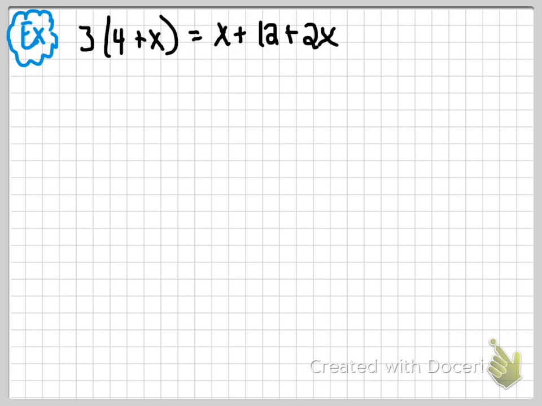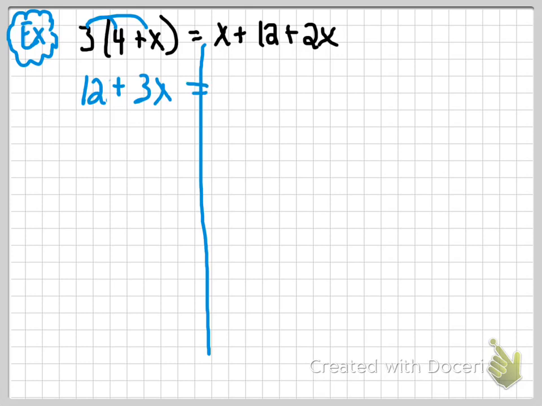Okay, so if you're unpausing the video, I'm going to put a line down the middle and see if you're doing this right. First step is to distribute the 3. So 3 times 4 is 12, plus 3 times x is 3x. And on the other side we have x plus 12 plus 2x.